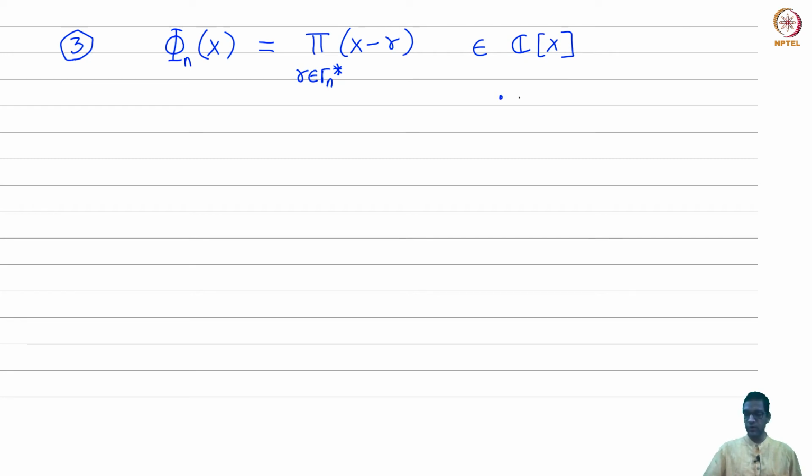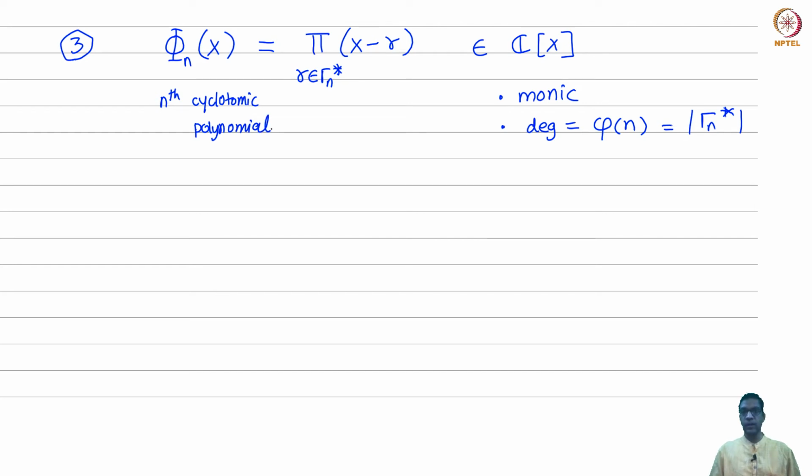I know something more about it. It's a monic polynomial, and the degree of this polynomial is exactly the number of terms, which is the cardinality of Gamma n star, which is phi n. Okay, so this capital phi n of x is what's called the nth cyclotomic polynomial. It's got roots. The roots of this polynomial are just the primitive nth roots of unity.